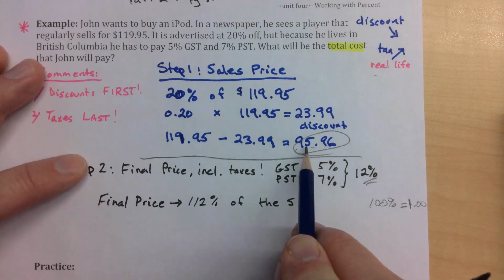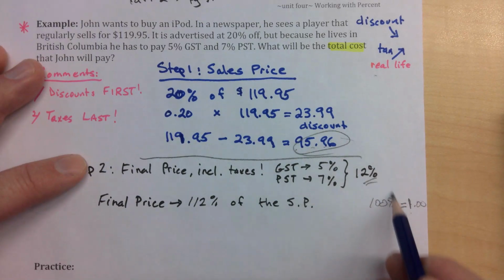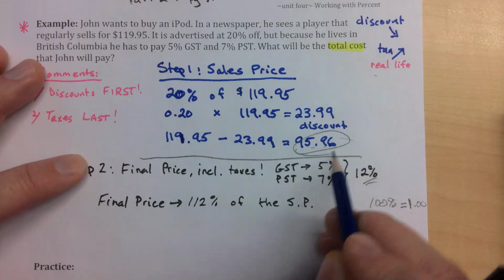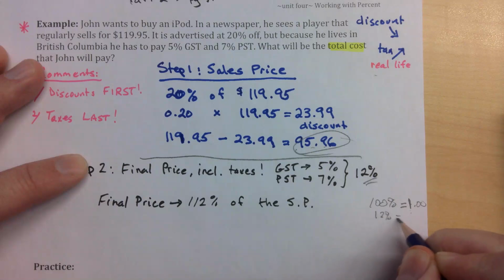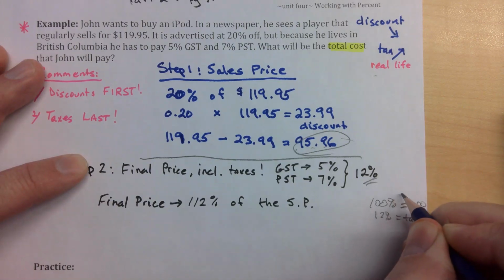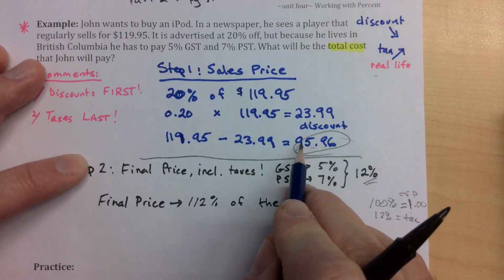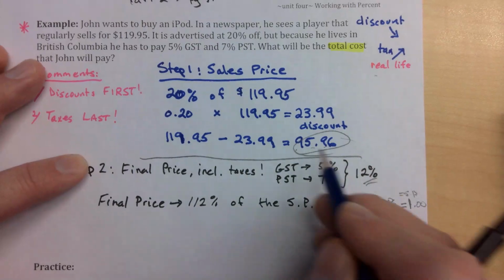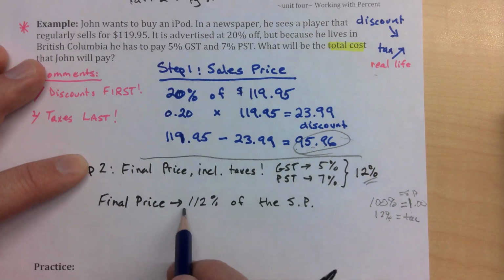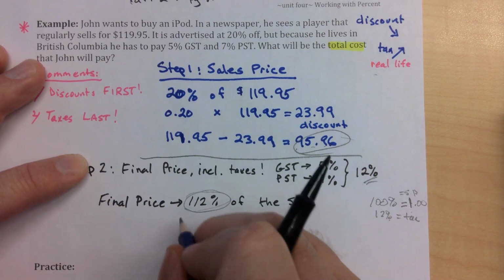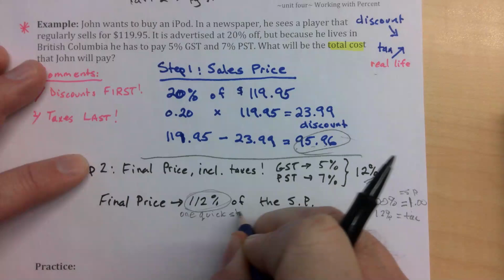What happens when we multiply $95.96 by 1? This will just bounce off the 1 and become $95.96, and then the 12% would take care of the tax. The 100% is the sales price, represented by the number 1. So $95.96 times 1 is $95.96, and then 12% of this number. It'll all be done in one step. So, one quick step.